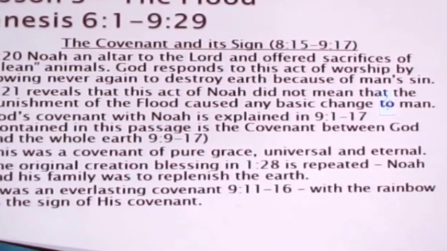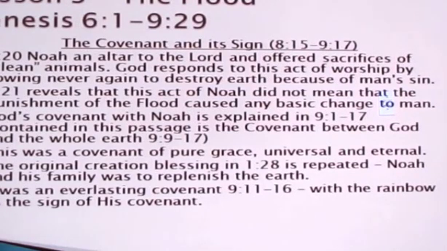God's covenant with Noah is explained in chapter 9, verses 1 to 17. Contained in this passage is the covenant between God and the whole earth. And the writer here says this was a covenant of pure grace. It was universal and it was eternal. We will get to that part now. We will see that it's eternal.